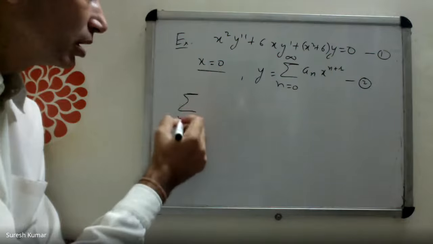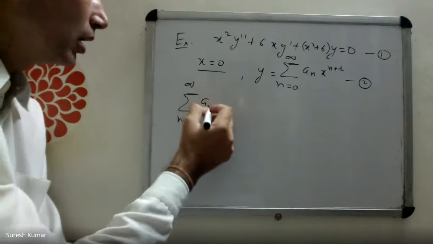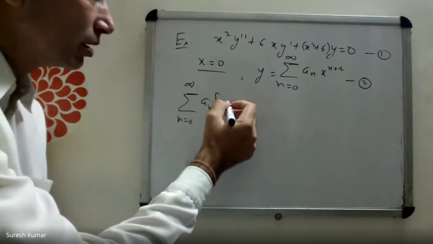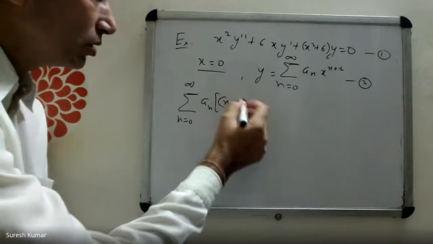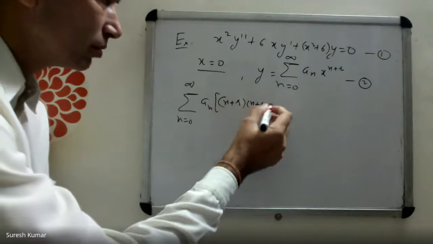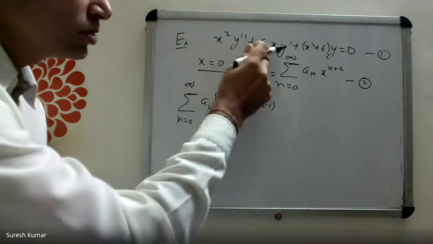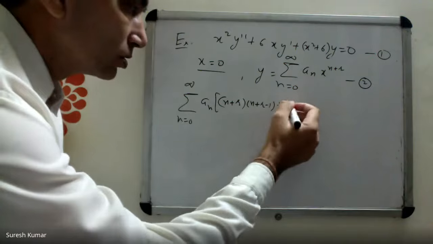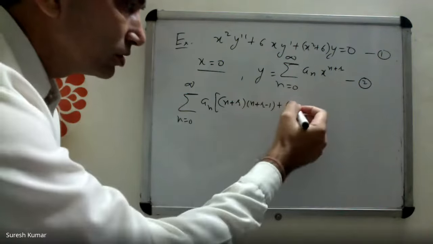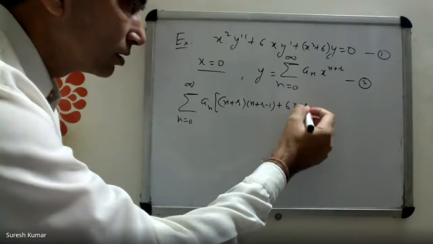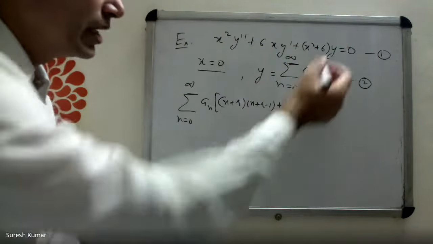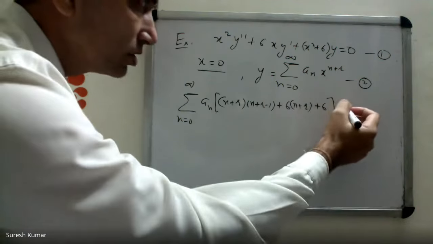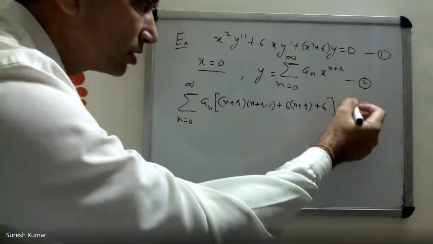Means, from these 2 derivatives of y, we get (n plus r) into (n plus r minus 1). You are done with this term. Now 6x times y prime, so 6 times the first derivative coefficient, n plus r. And then 6 times y. So all these summations are with x power n plus r.